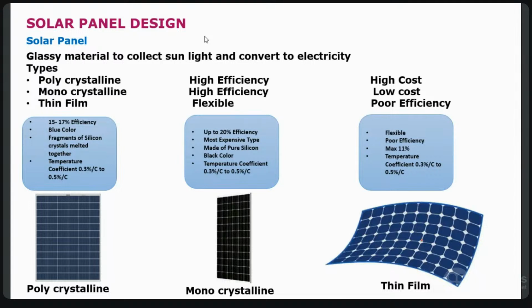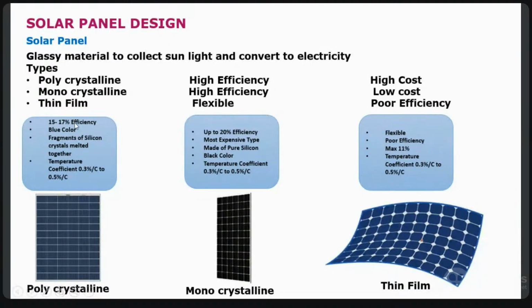Because it acts generally like a photovoltaic diode, it absorbs the power from the sunlight and converts it. So these three types, polycrystalline, monocrystalline, and thin film, have different efficiency and different cost. For example, polycrystalline and monocrystalline are mainly used in industrial applications.